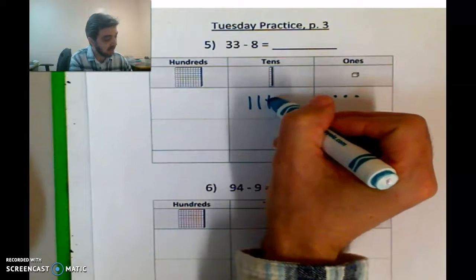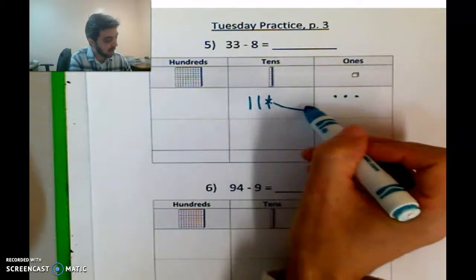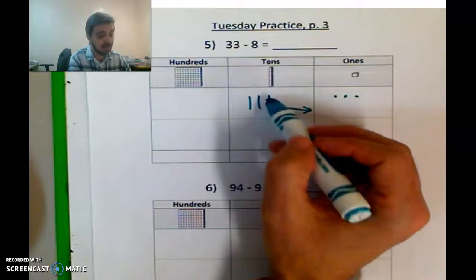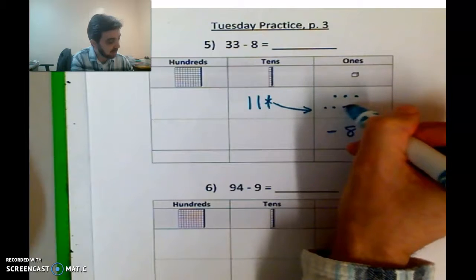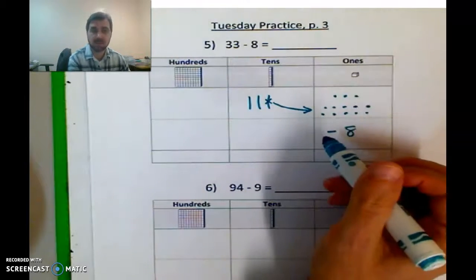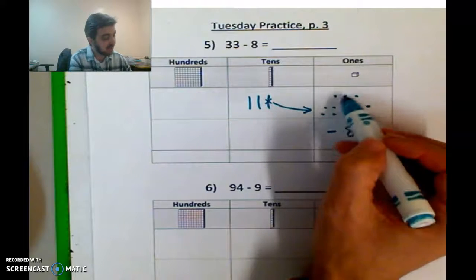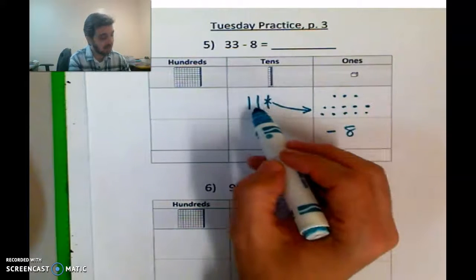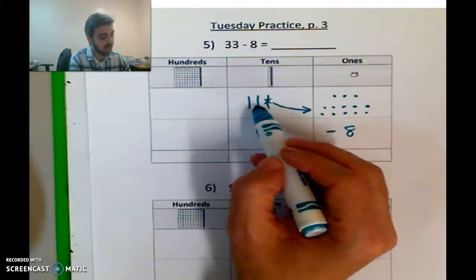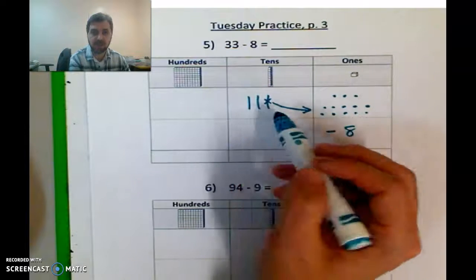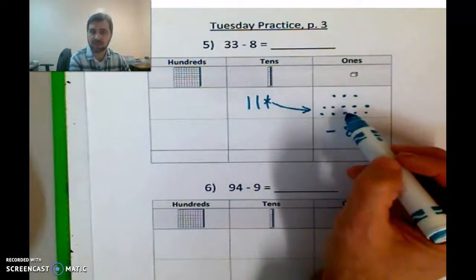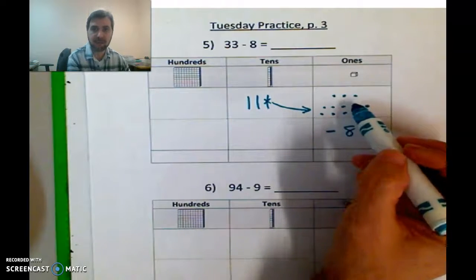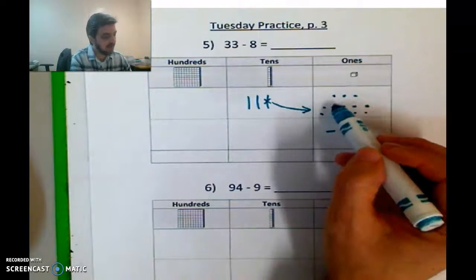So we take one of these, we cross it out, and we pour out the Skittles in here. There's 10 Skittles, and we give them to the ones place. 1, 2, 3, 4, 5, 6, 7, 8, 9, 10. Now we still have 33 Skittles, but we have 20 of them in 2 bags of 10, and we have 13 of them loose, just out over here. They're not in a bag. Each one of these dots is a Skittle.